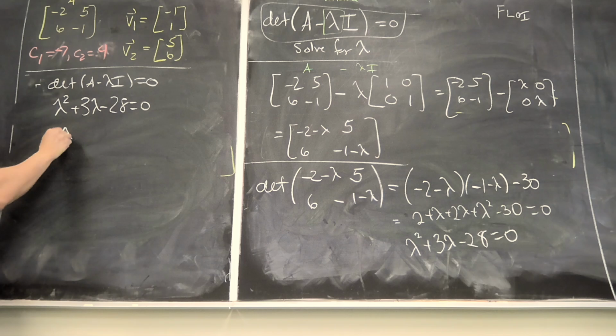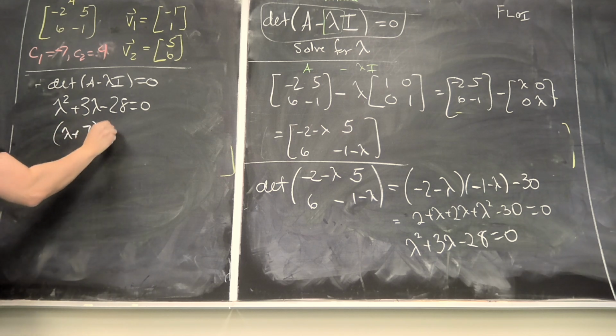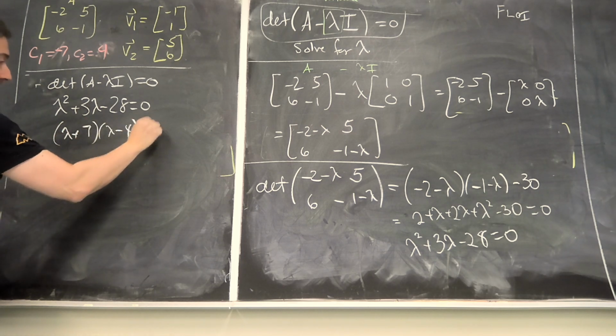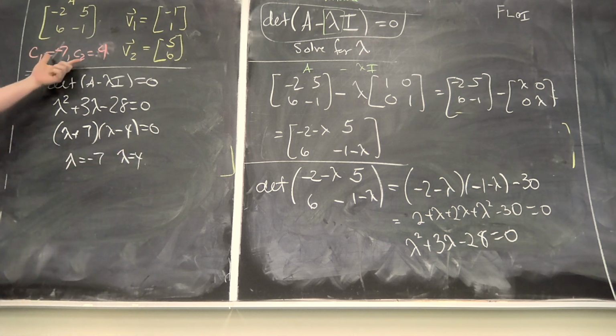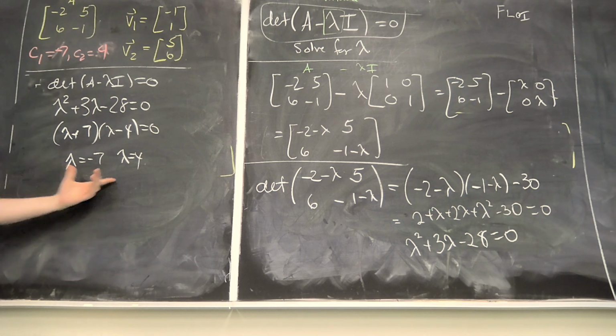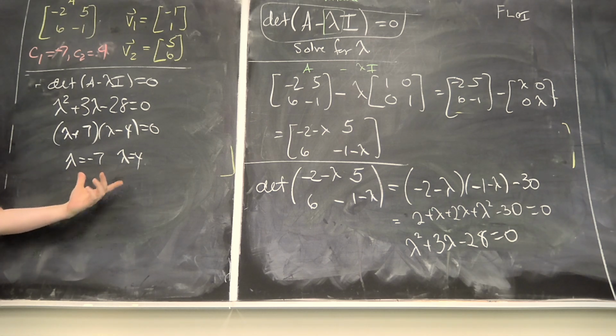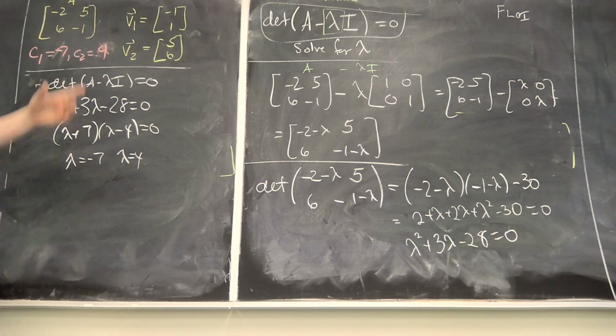And that tells us lambda plus 7 times lambda minus 4 is equal to 0. So lambda is negative 7 or lambda is 4, which are the exact two numbers that we found up here. Right? So this black box, whatever it's doing, has produced the right values. If you want to know what's actually happening here, we're figuring out places where that matrix doesn't have an inverse. So I'll show you why next time, but that's what's actually happening.